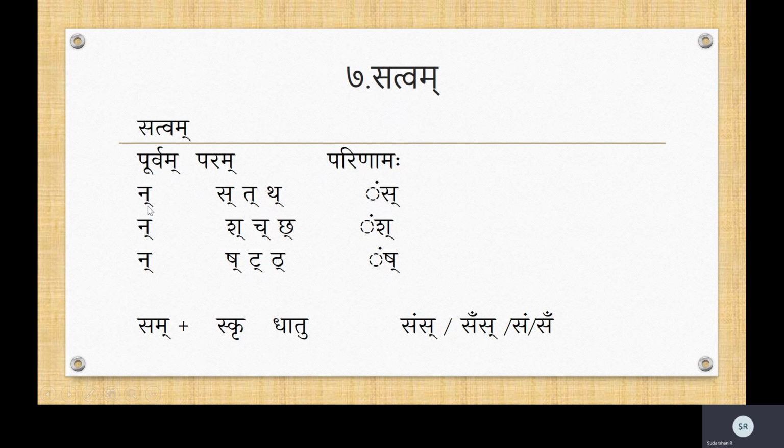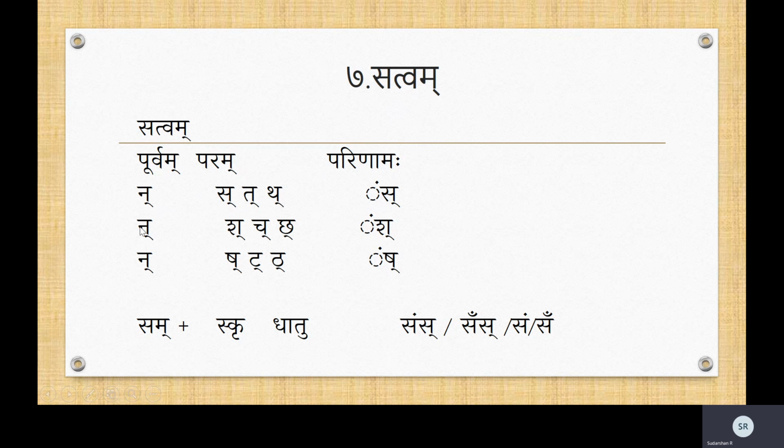Here what happens? The purva is always na, and the para, if it is sa, ta, tha, change, because if you remember the sattva sandhi, I mean the sakara desha sandhi, we had sutatha, shuchicha and shtitha, right? If you haven't watched that, please do so. The visarga sakara desha, we have sutatha, shuchicha and shtitha.